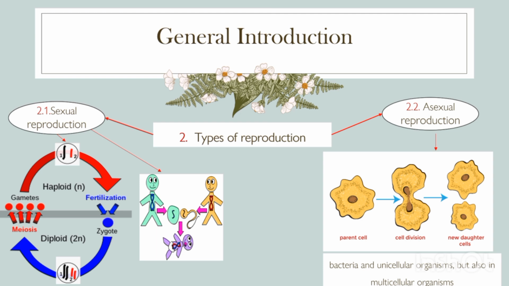Asexual reproduction consists of producing one or more new individuals from a single parent. The descendants are genetically identical to their single parent. This mode of reproduction exists in bacteria and unicellular organisms, but also in multicellular organisms.